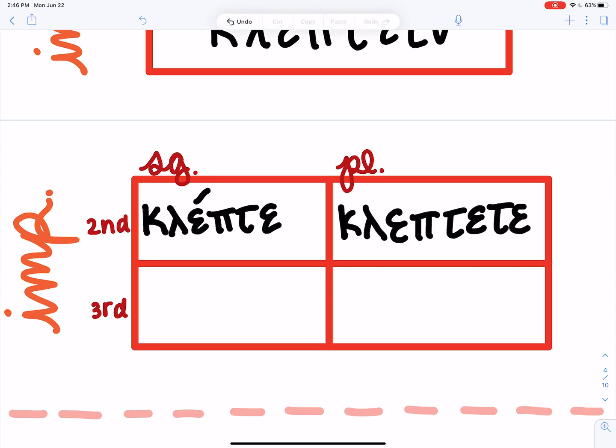Okay, let's put our accent on. So we put the acute on the ultima, and then because the ultima is short, we have that short epsilon, we are going to move it back 2 spaces, so 1, 2 syllables back, and we get it on the antepenult. Okay, so there we go. That is our second person imperatives. And on to third person.